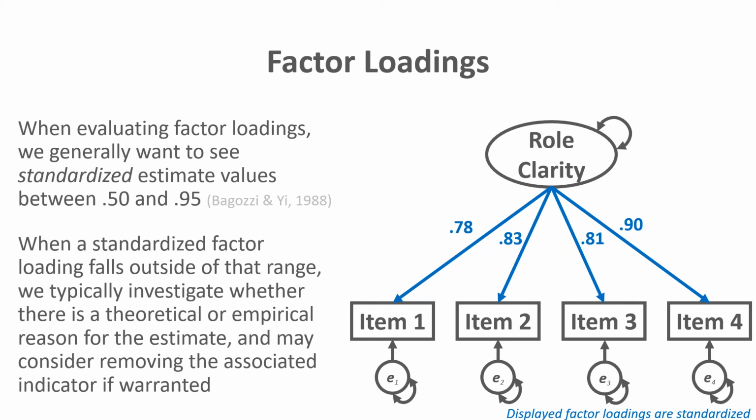When a standardized factor loading falls outside of that range, we typically investigate whether there is a theoretical or empirical reason for the estimate and why it's out of bounds. And we may consider removing the associated indicator, in this specific context, that measure item, if it seems warranted on a theoretical basis, for example, or if there's a strong empirical rationale for doing so. Here you can see all of our factor loadings are within that good range of 0.50 to 0.95. So we'd be pretty happy with this.